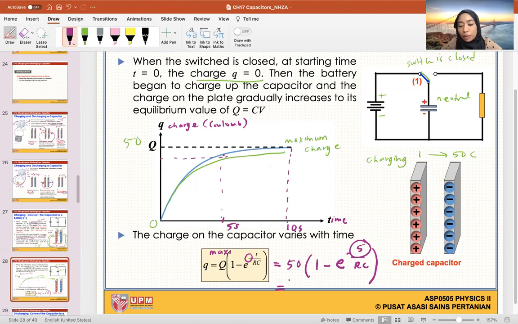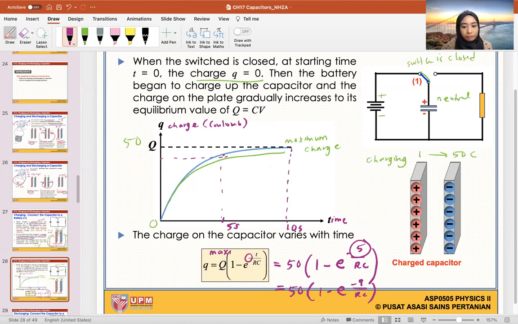And then I ask you, okay, what is the amount of charge at 9 seconds? 9 seconds is not 10 seconds, right? So I still don't know what is the amount of charge that it has. So I need to calculate Q(1 minus e to the power of minus 9 over RC). RC is given, so I can know whatever the answer is, that is the amount of charge that I have.